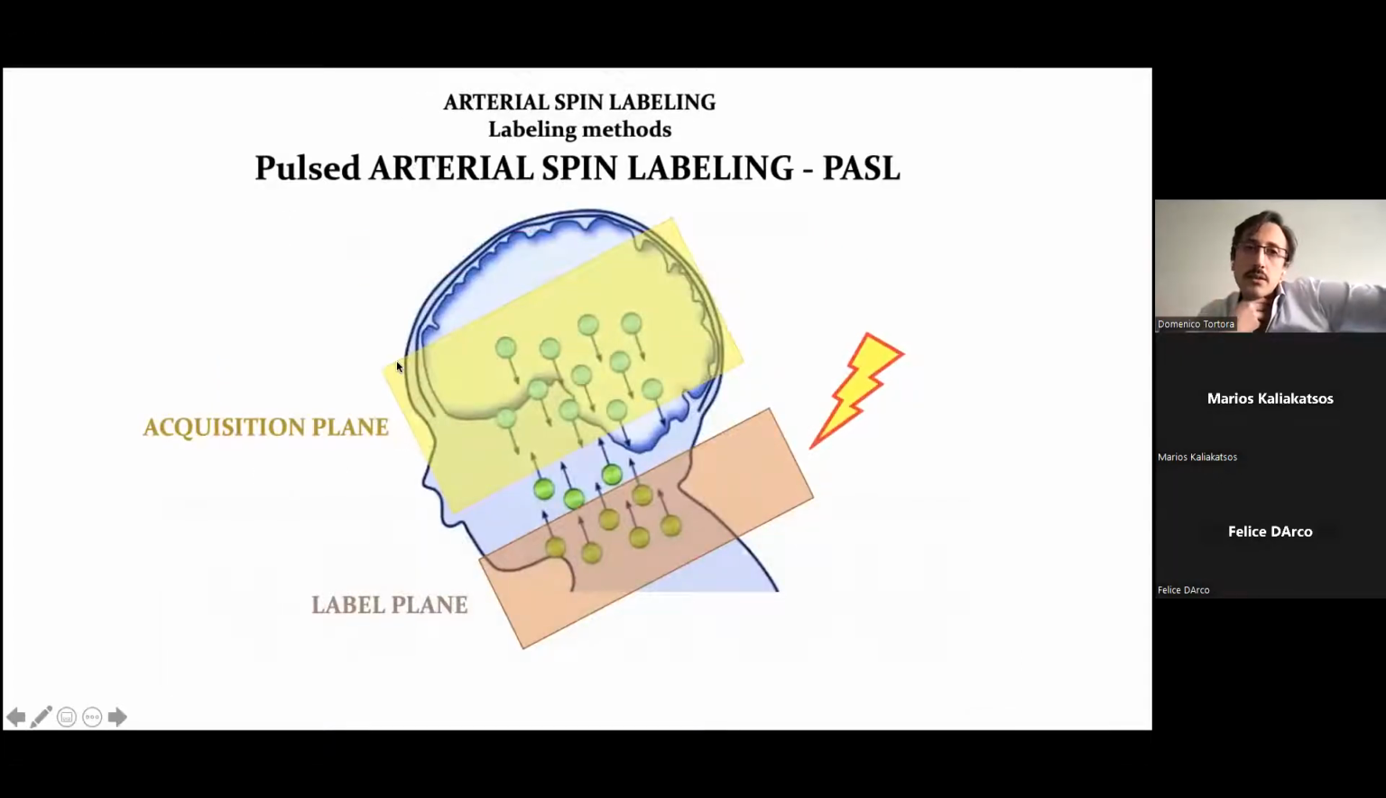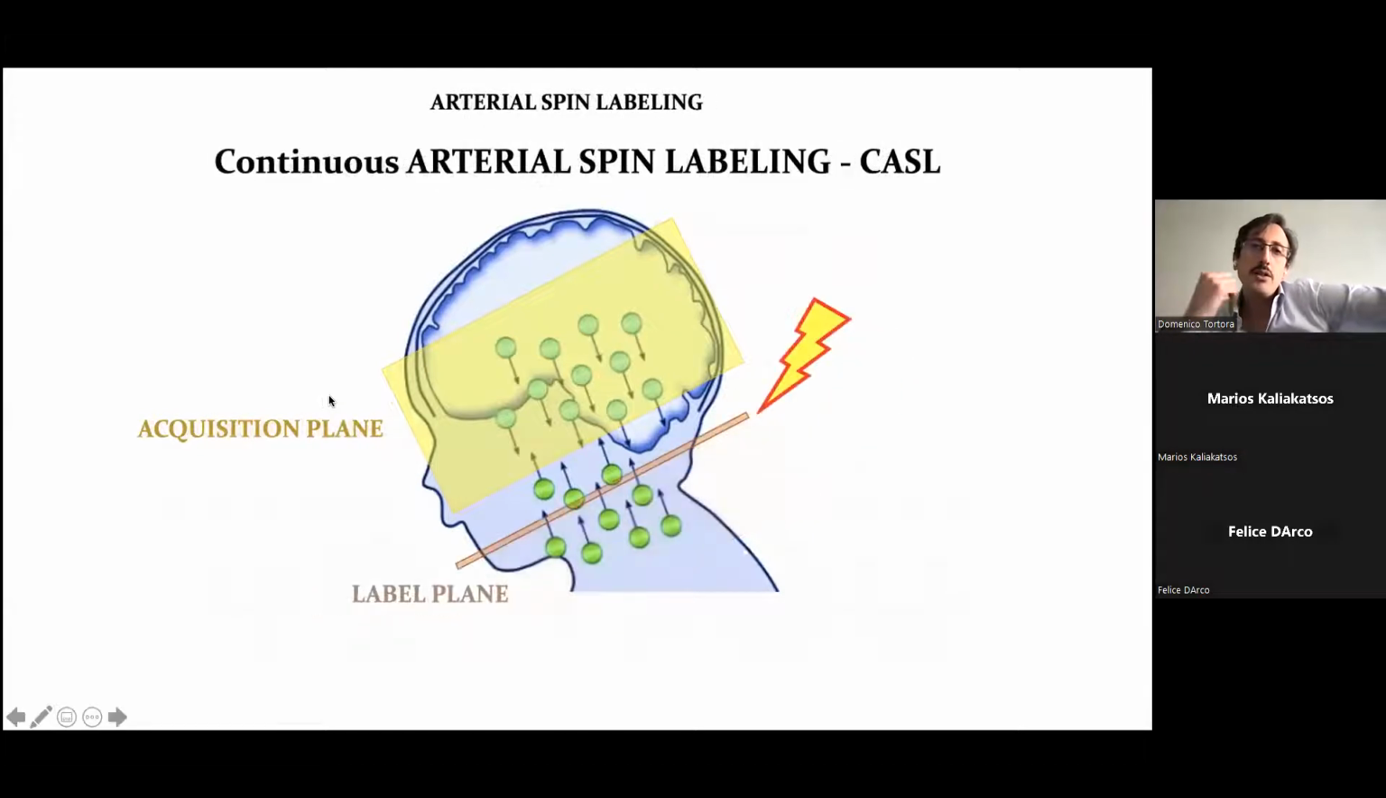It's also important to know that there are different arterial spin labeling techniques, according to the different ways we apply radiofrequency pulses. For example, pulsed arterial spin labeling requires discontinuous radiofrequency pulses in a very large labeling plane at the level of the neck. Continuous arterial spin labeling, which is probably the first technique, developed more than 20 years ago, uses a continuous radiofrequency pulse in a very thin labeling plane.